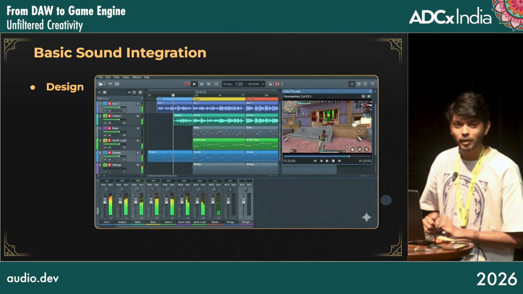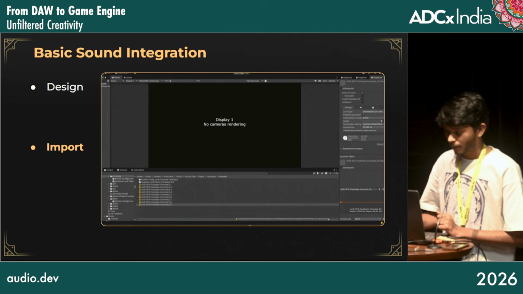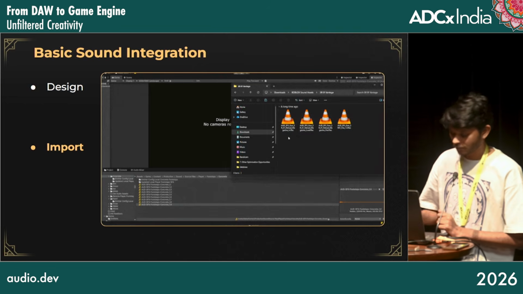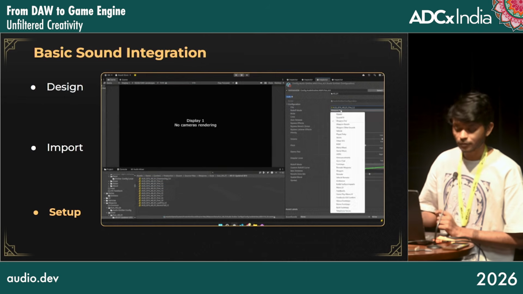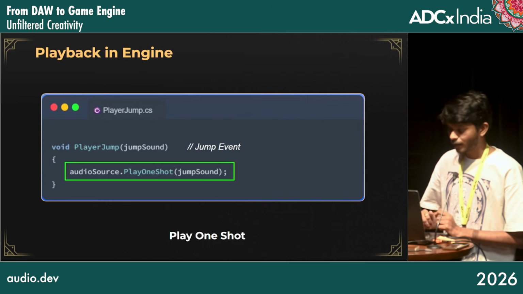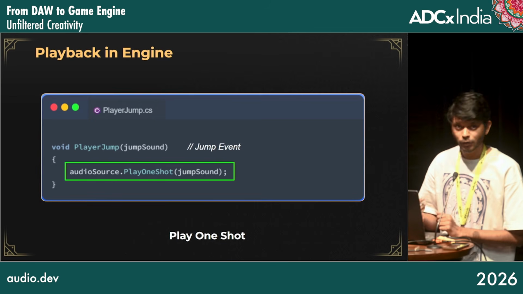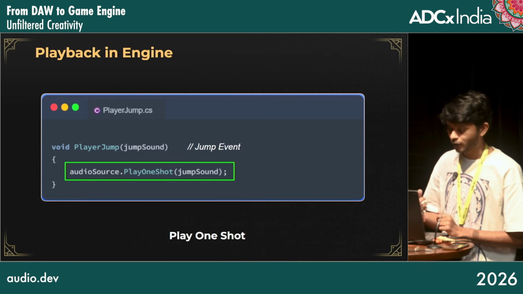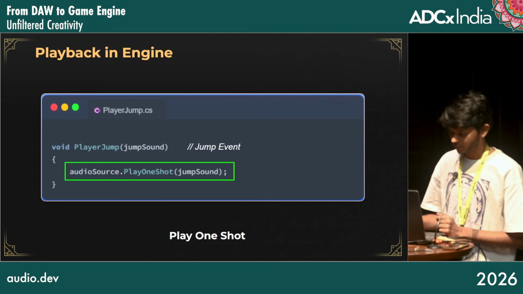Design your audio clip in a DAW. You can use any DAW; I am using Avid Pro Tools. Integrate them into the engine. Set up the audio parameters like volume, mixers, channels. And this is a simple way to play audio in a game engine. I am showing you Unity's PlayOneShot function, where you have to pass the audio and the audio will be triggered as per your requirement.